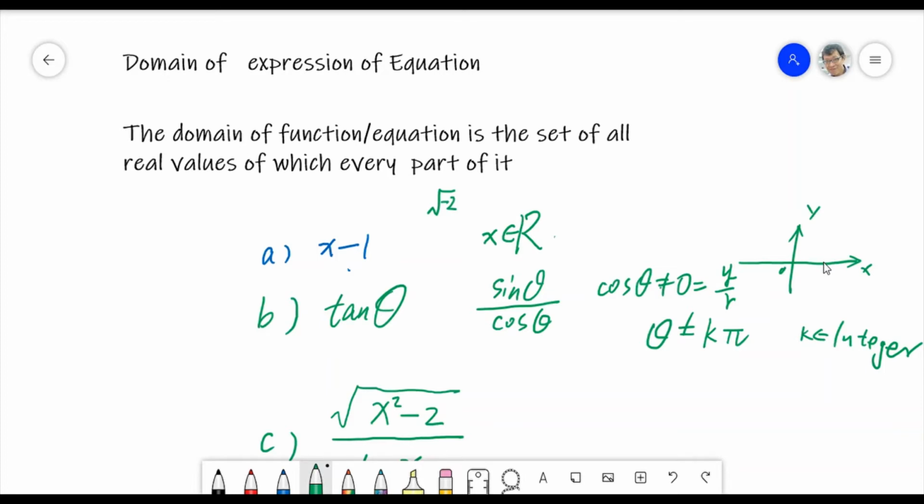So what's the domain here? The domain of tangent theta is what? Theta should be R, but except k pi. Am I right? You can write it this way.